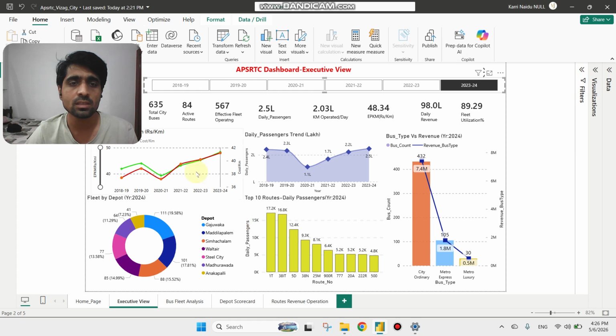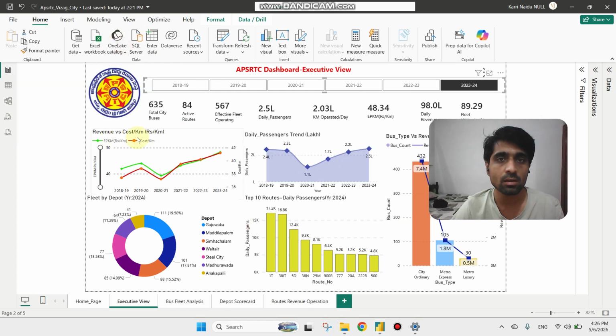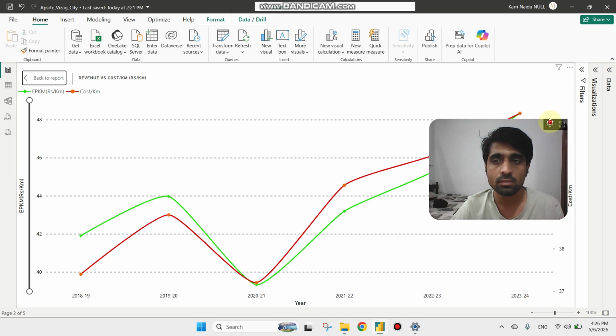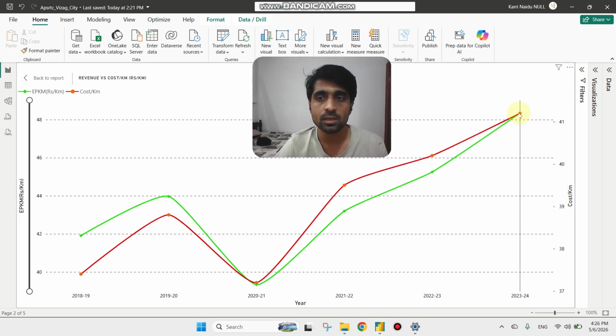And from this page, you can see the most important parameters are earning per kilometer and cost per kilometer. So we need to discuss this page in depth. So here we can see the earning per kilometer and the cost per kilometer.